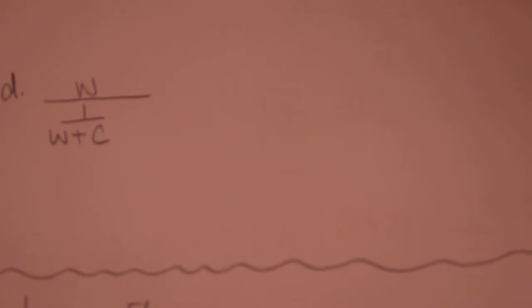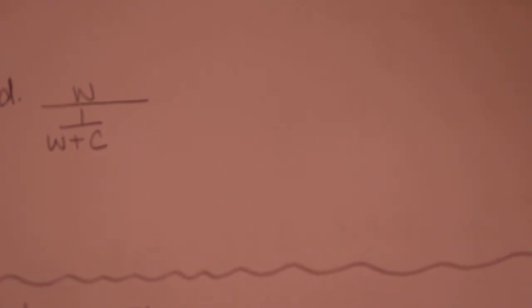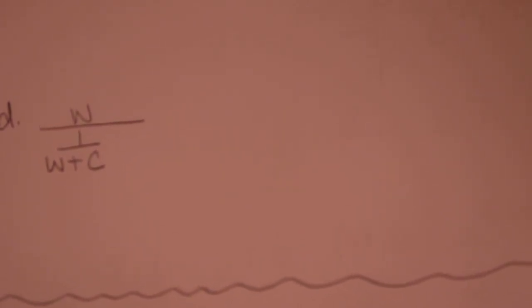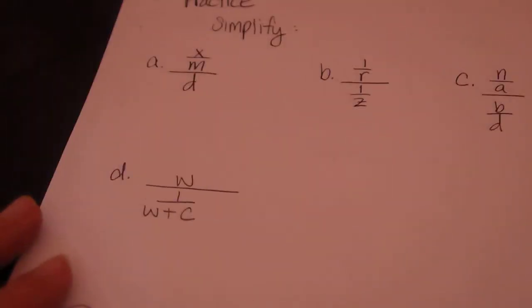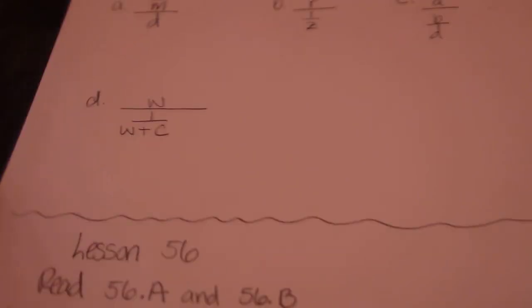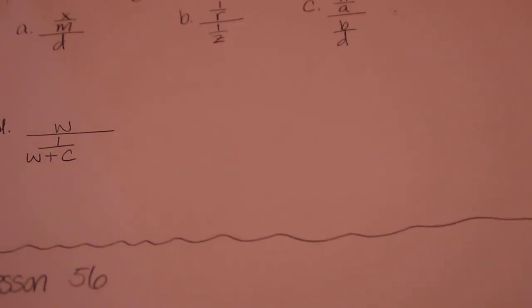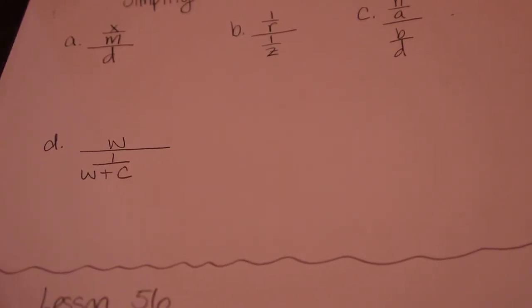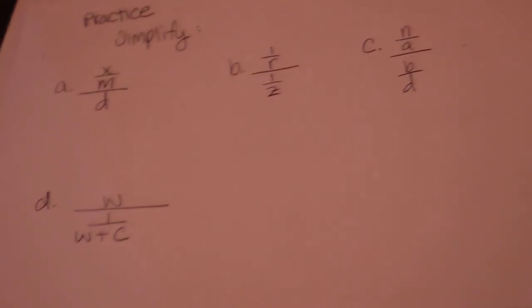Oh, and that is it. It goes on to practice. Did that really happen? I guess so. There's no other examples. So that's it for lesson 55, which is nice because the last lesson was like 20 minutes. And then you've got 4 practice problems.